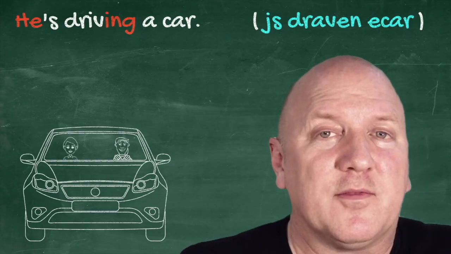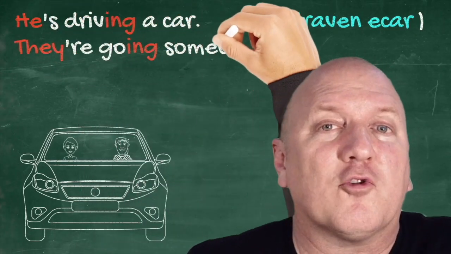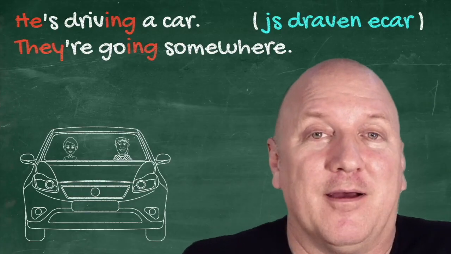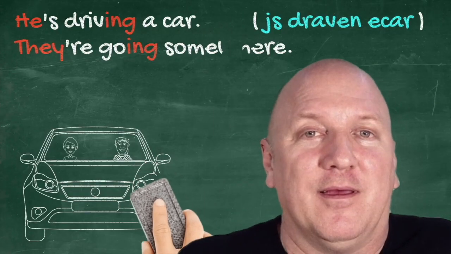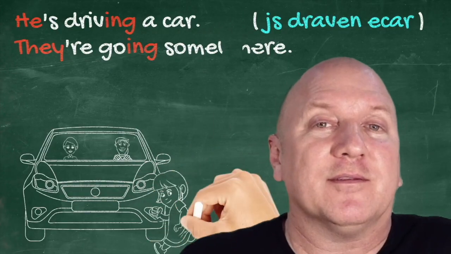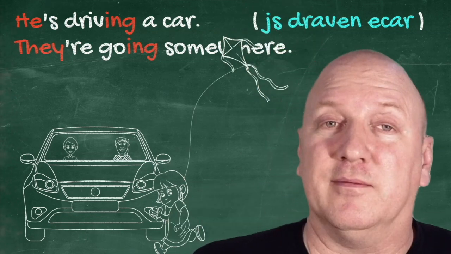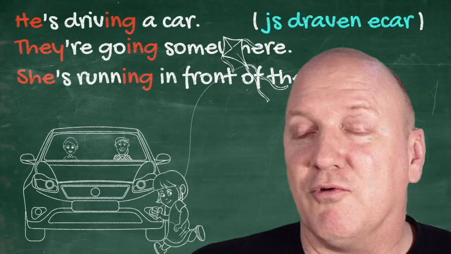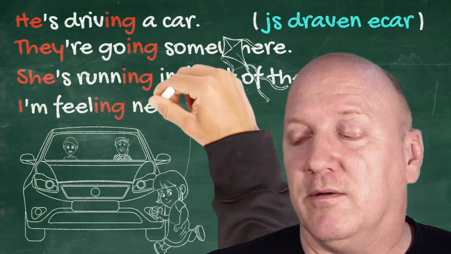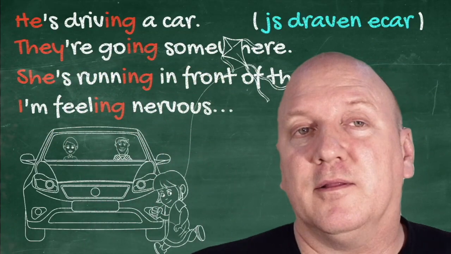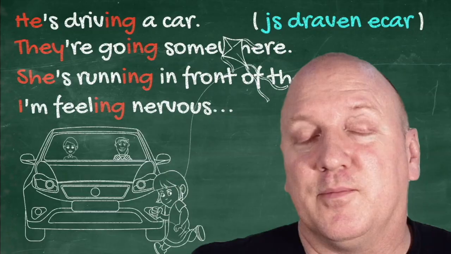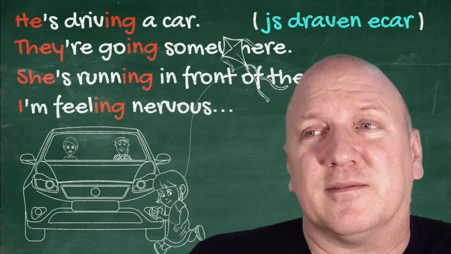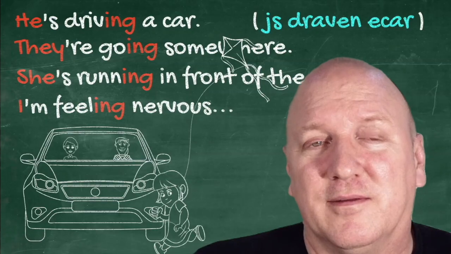And you can see with these other sentences too, like they're going somewhere. Where are they going? I don't know. But they're going somewhere. They are going somewhere. Well, I don't like the way this is looking. She's running in front of the car. And let's hope she doesn't get hurt while she does it, but she's running in front of the car. And I'm feeling nervous because it looks like she's going to get hurt.